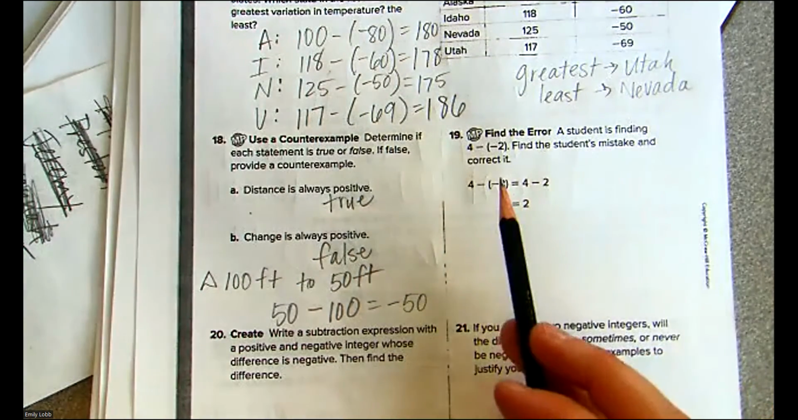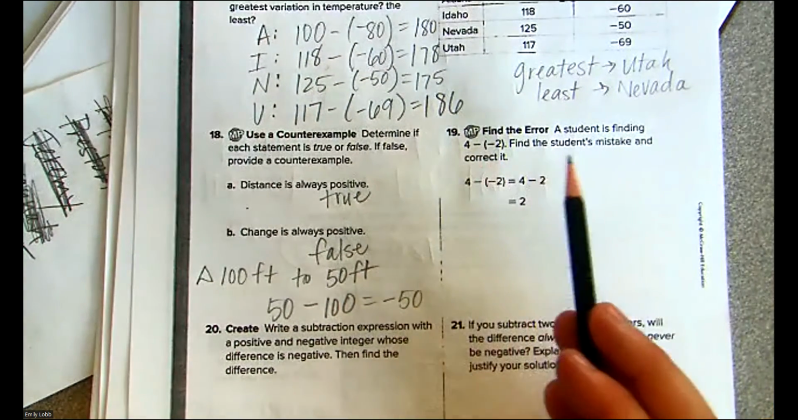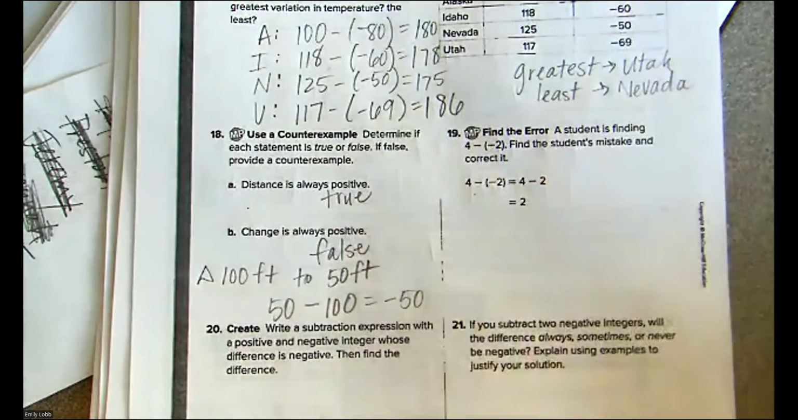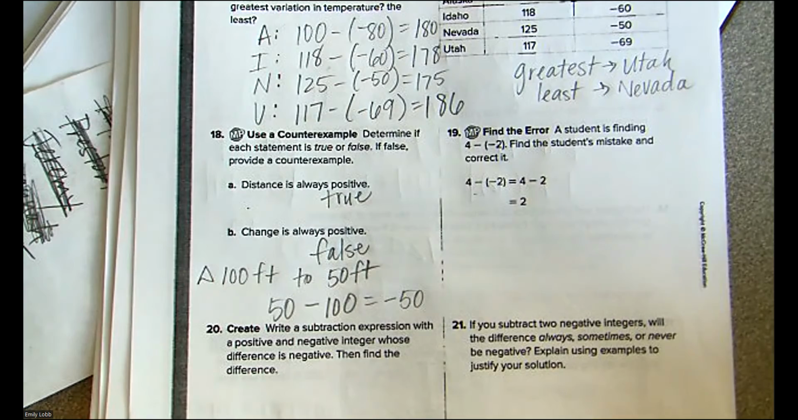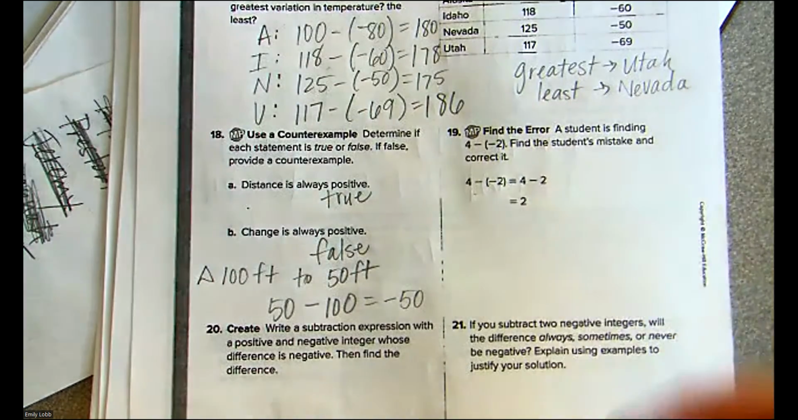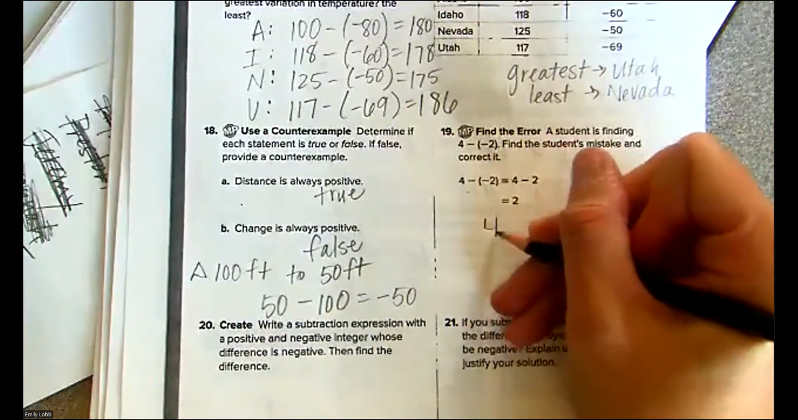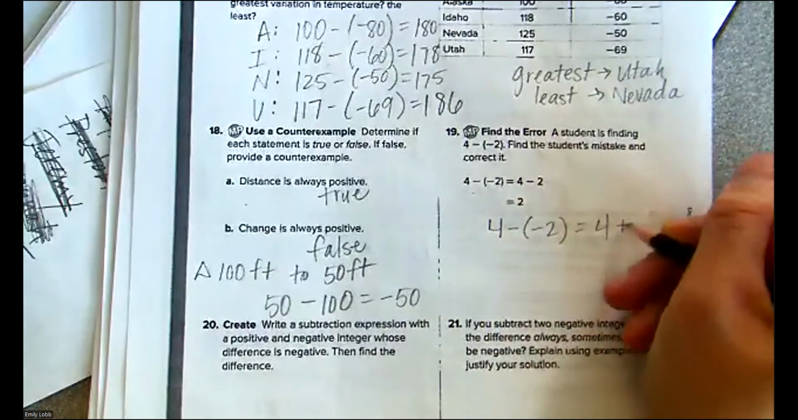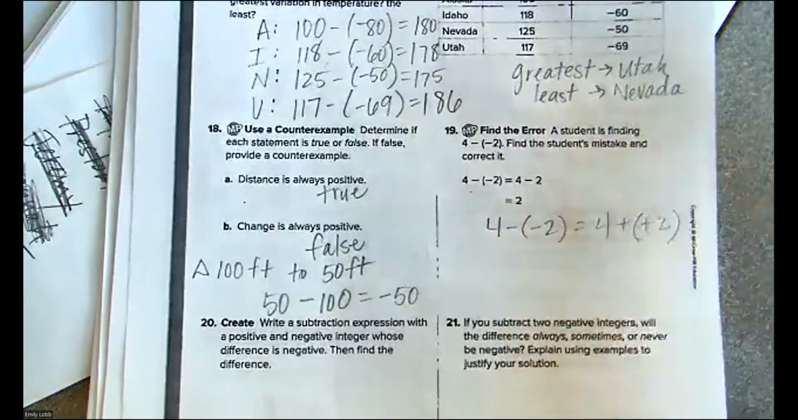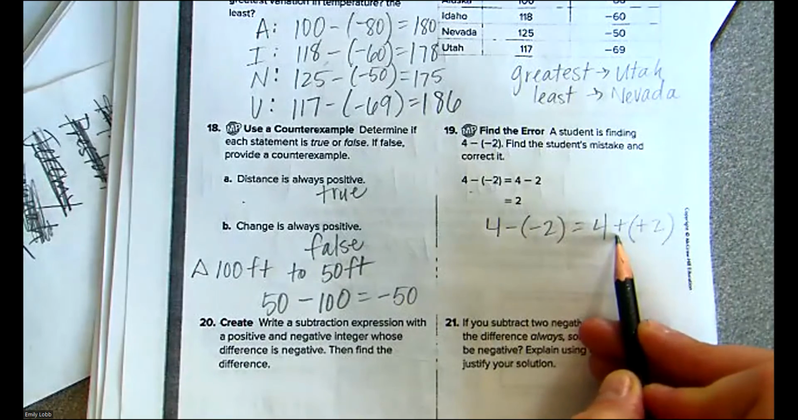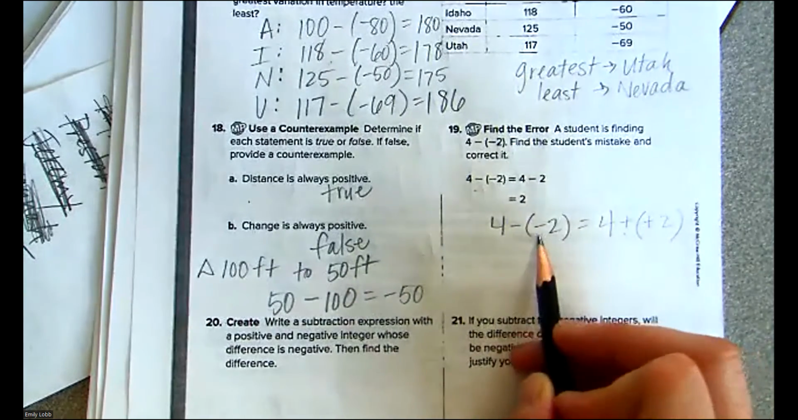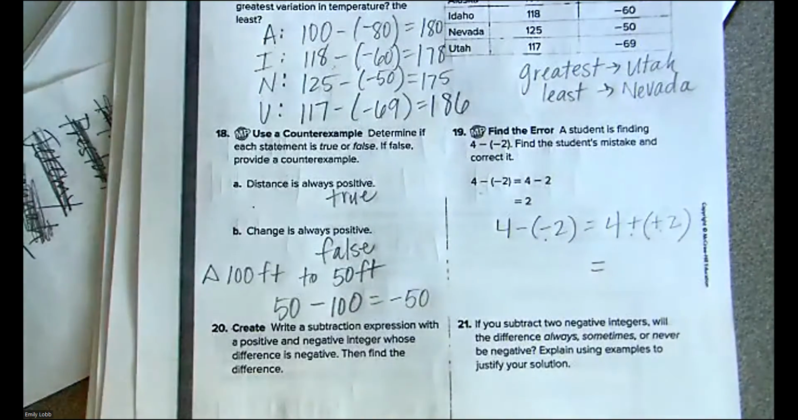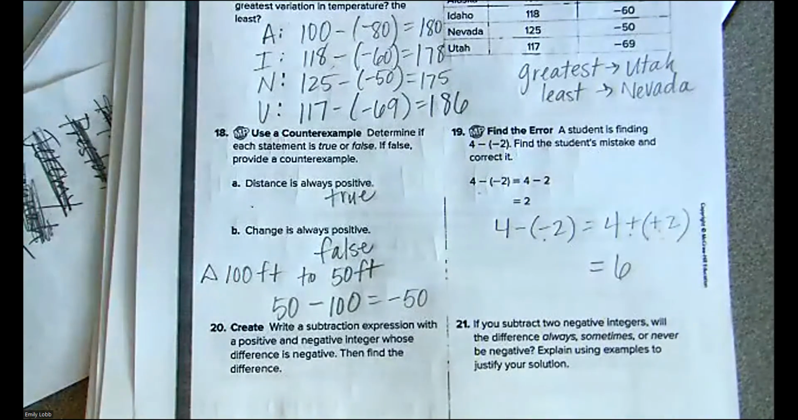A student is finding 4 minus a negative 2. Find the student's mistake. What did they do? They didn't keep, change, flip. So we would say it is equal to 4 plus a positive 2, right? We add the opposite. The opposite of negative 2 is positive 2. So what is 4 plus 2? 6, not 2.